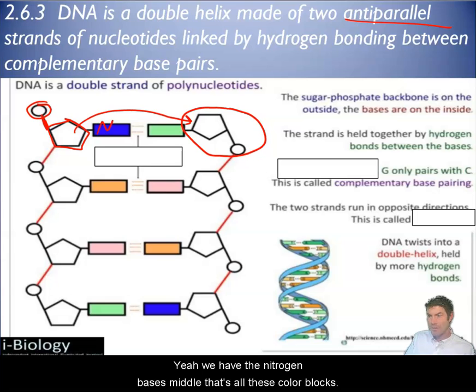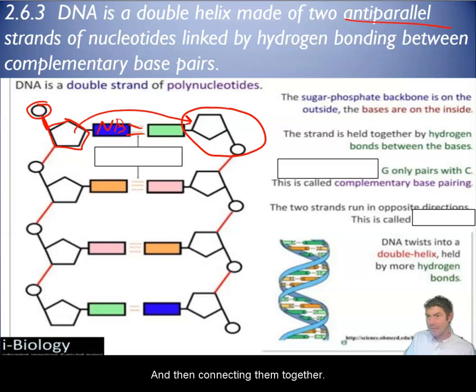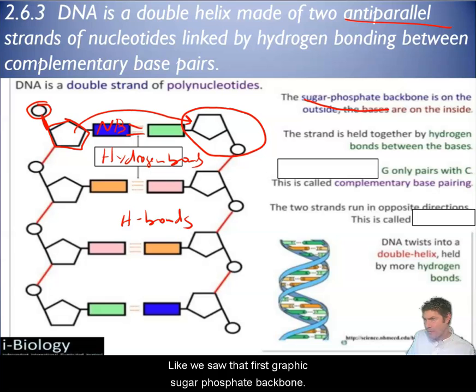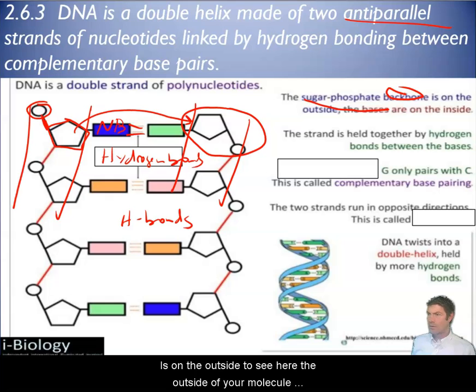And we have the nitrogen bases in the middle. That's all these colored blocks. And connecting them together are hydrogen bonds. Or you'll see it written as H bonds. Not H bombs, H bonds. So, like we saw in that first graphic, the sugar-phosphate backbone is on the outside of your molecule, and the bases are on the inside.